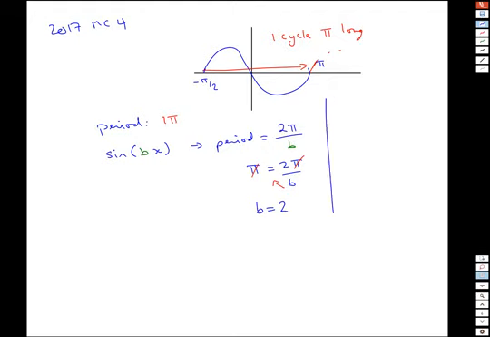The other way, which occurs to some people, is the natural period is 2 pi. And we've compressed that down to 1 pi. Well, that's a compression by a factor of 2. That means we're looking at something like sine bx. That's how we would construct that formula, sine bx with a specific value of 2 in there to capture that compression by a factor of 2. So both of those give us the same scaling factor.